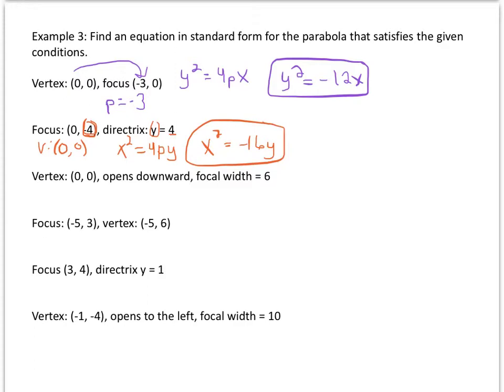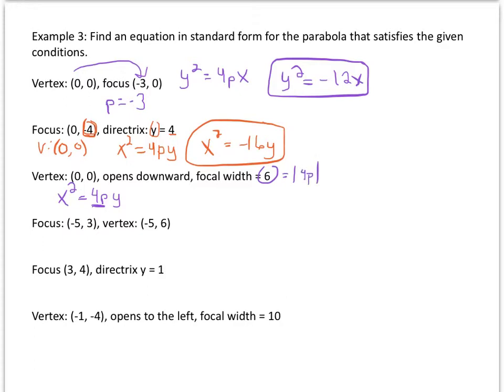Next, this is the last of the ones where our vertex are at 0, 0. It says it opens downward and the focal width is 6. Opens downward means that it has to be x squared equals 4py. It also means that this number in front of y has to be negative. That's the only way to open downward. If it said opens upward, we would know it had to be positive. The focal width, if we look at our chart, is the absolute value of 4p.